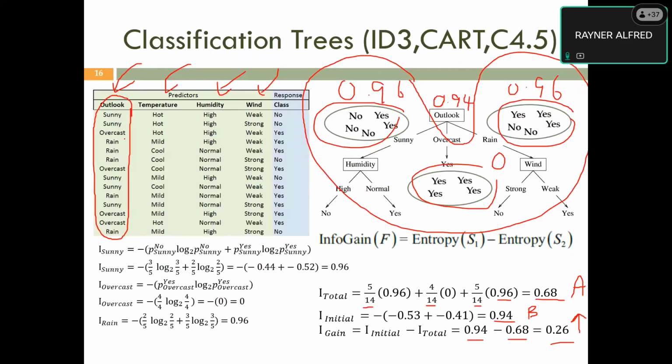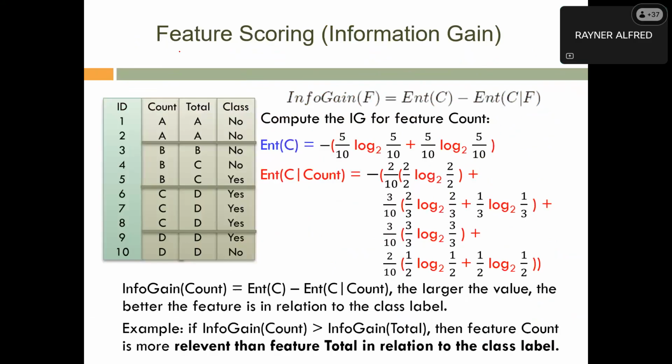For decision tree, it will not stop here. It will do this one again, and then this one again, and this one again. They will choose the features that give you the highest information gain. That's how they choose what would be the root attribute in your decision tree.